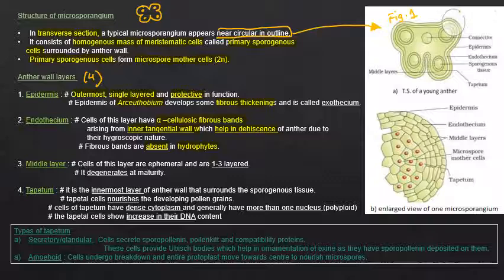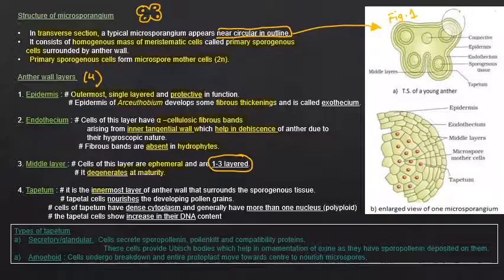The third layer is the middle layer. This middle layer consists of cells which are ephemeral. And what does ephemeral mean? It is going to last for a very short period of time. Short period means when the anther undergoes maturity, it is going to degenerate. But a special feature of the middle layer is that it is going to be 1 to 3 layers thick, right.